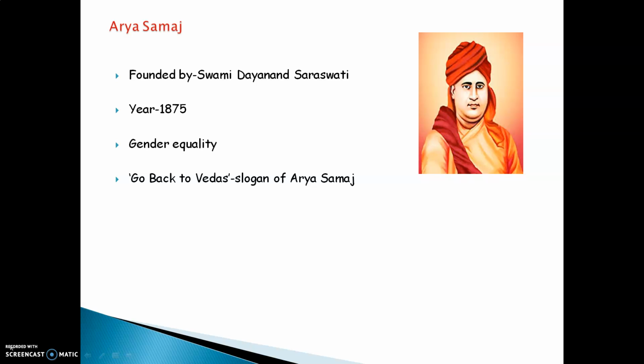Arya Samaj, founded by Swami Dayananda Saraswati in the year 1875. The most important principle of Arya Samaj was gender equality. Gender equality means equality in terms of girls, boys, men, women. The most important slogan given by Arya Samaj was go back to the Vedas. That means go to the previous section of society and learn how they lived their life. According to Arya Samaj, it was very important to bring gender equality. Girls and boys, men, women should be equal in all sections of society. That was the main aim of Arya Samaj.